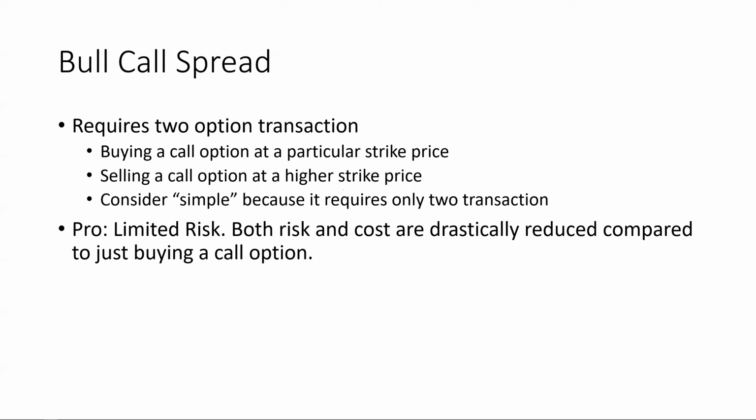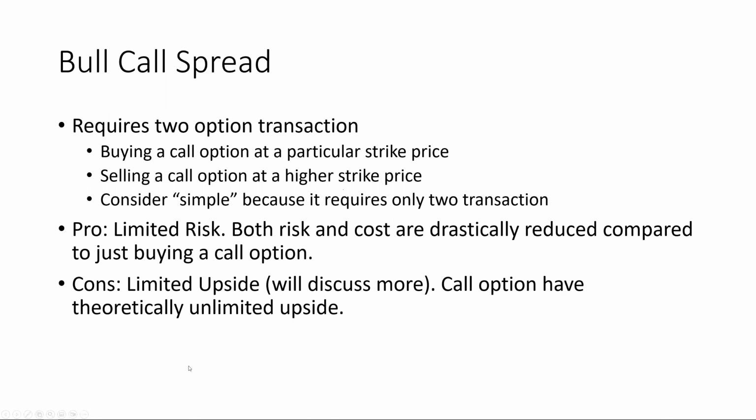So you can think of it as, by making an additional selling transaction, you are drastically reducing your risk, and at the same time you are also increasing your risk reward ratio. Later we will use the VIX trade as an example. Then when the market opens, we can execute the trade. The con is that there is a limited upside, but we will discuss this more later.